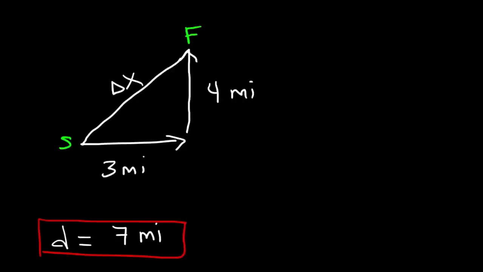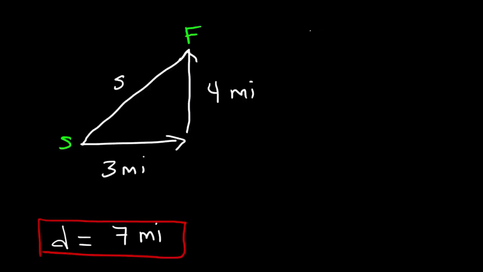You can call it something else if you want. You can call it s or delta y. But you know what, since we're not traveling only in the x direction, we're also traveling in the y direction, let's just call it s. What we need to do is use the Pythagorean theorem.